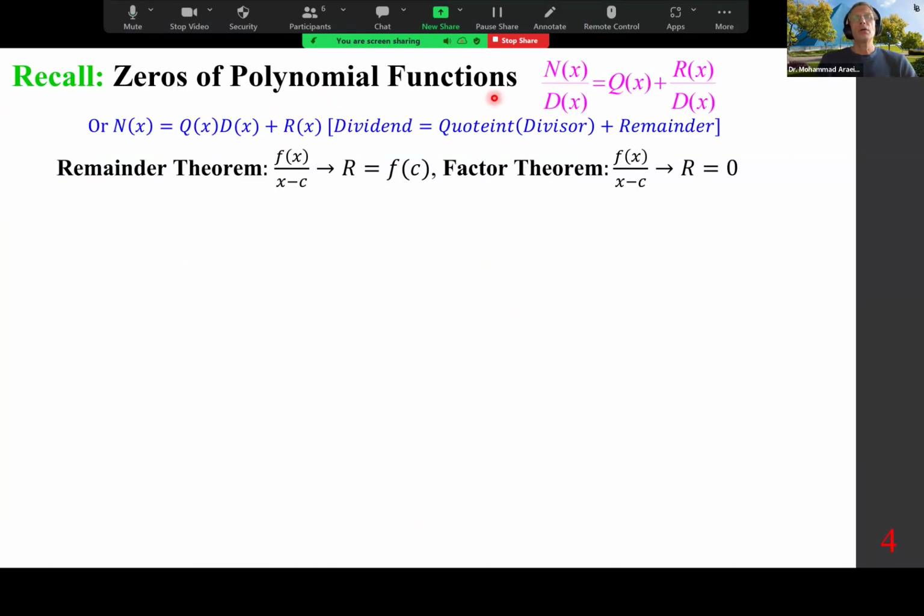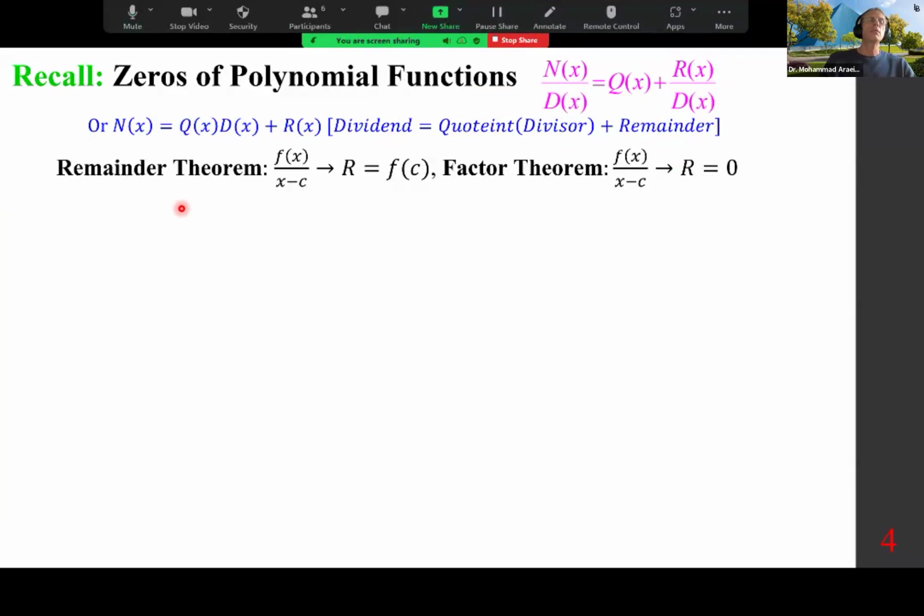Real zeros of polynomial functions: we have n of x over d of x equals q of x plus r of x divided by d of x. That's the algorithm for division. We can write n of x as the product of q of x and d of x plus r of x. Dividend equals quotient times divisor plus remainder.